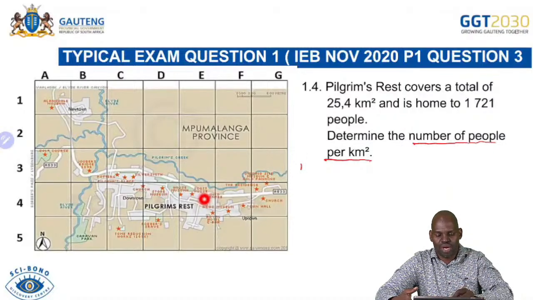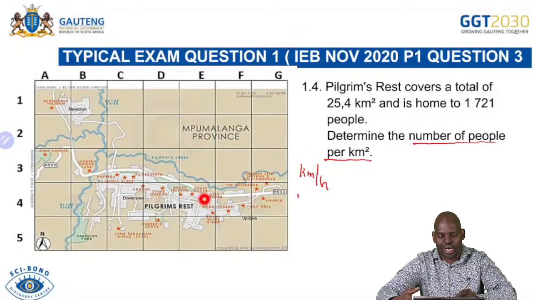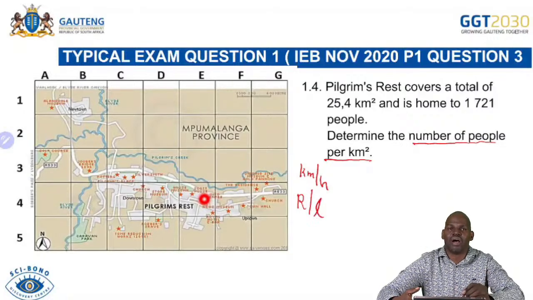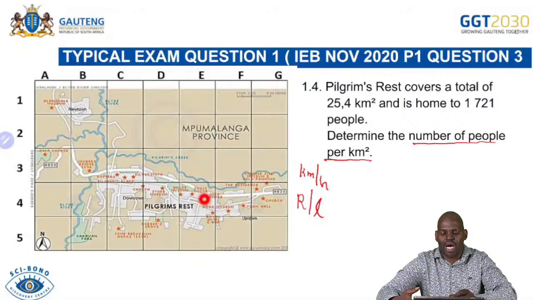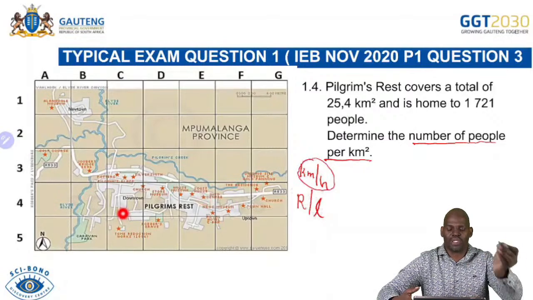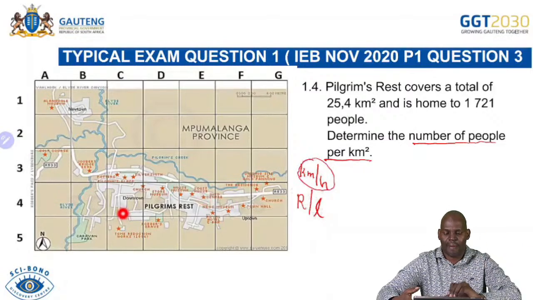If you've got kilometers per hour, I'm just giving an example, or you've got the rands per liter, it means you can only get kilometers per hour by dividing the number of kilometers by the number of hours. To get the rands per liter, you have to take the amount of rands and then divide it by the number of liters.